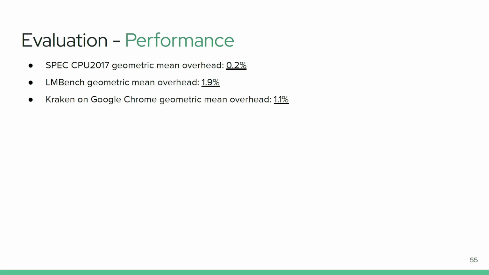Performance-wise, we also tested CopyOnFlip with various types of benchmarking suites against a vanilla Linux kernel. And we see that for SPEC CPU, we get almost negligible overhead. This is to be expected because we don't necessarily modify user space allocations. On LMBench, which is a syscall-heavy benchmark, we redirected all the caches to go via vmalloc, and we still get a pretty low overhead of around 2%. And also, we managed to run Google Chrome on our kernel, and we ran the Mozilla Kraken benchmark with, again, like 1.1% overhead, which is pretty low.